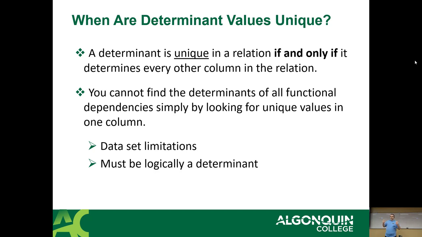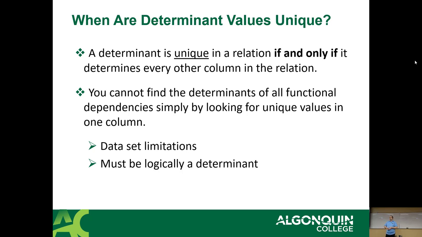So you cannot find the determinants of all functional dependencies simply by looking at unique values in one column. At first, you'll look at it and go, man, this is pretty good. However, depending on what you've been given, you might have some limitations. You might not have all the information you need. So there are some data set limitations. In other words, they gave you an example of 100 rows. Probably good enough, but maybe it's not.